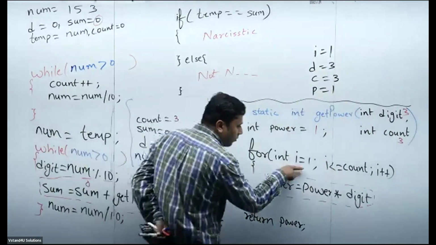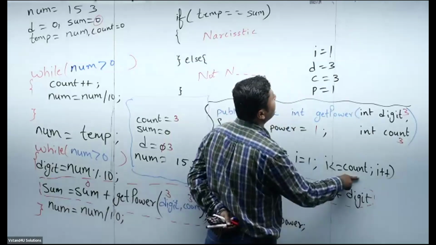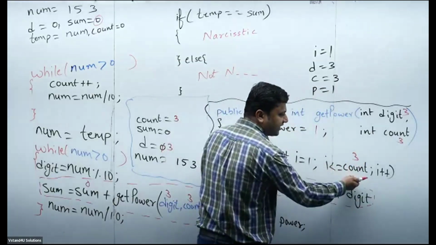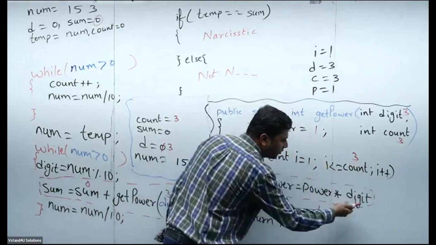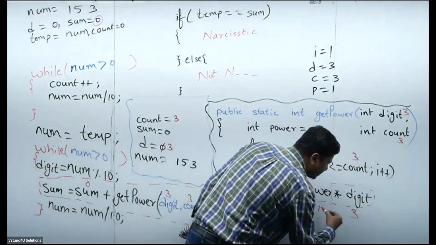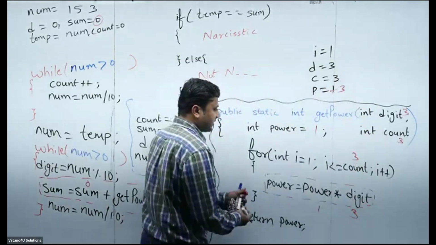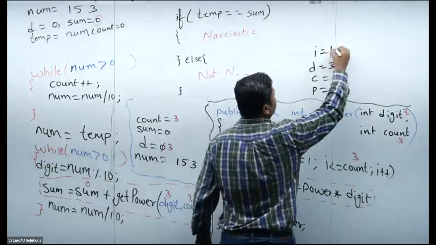Yes, sir. Now I initialize i with 1, then I am saying 1 is less than or equal to count. Count value is 3. 1 is less than or equal to 3, condition true. Get it. Power value is already 1. 1 into digit value is what? 3. 1 into 3 is 3. Store it in power. After this, I will come back and increment i to 2.